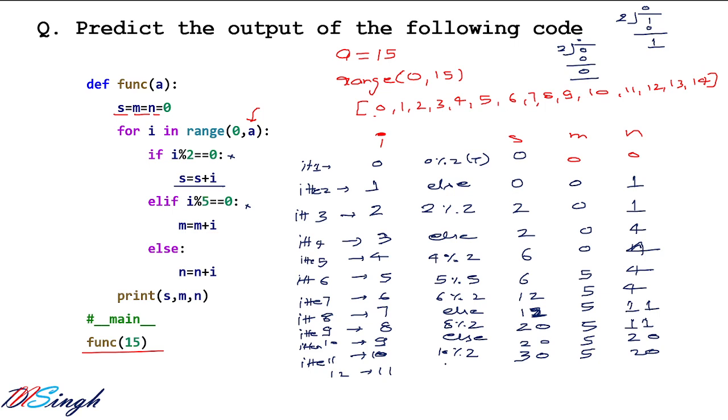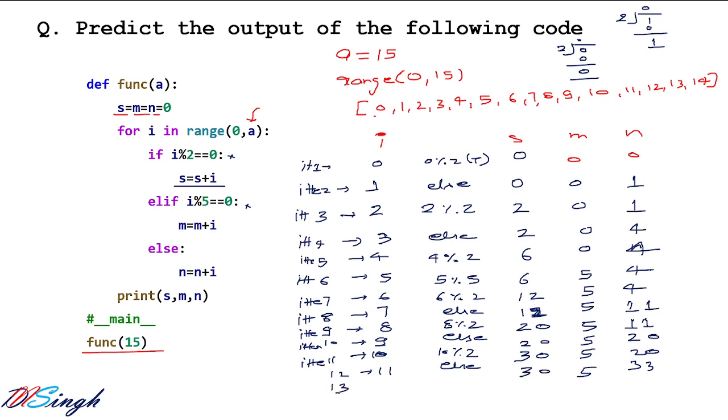Then iteration 12, you see the I value will become 11. 11 mod 2 will not result in 0. 11 mod 5 will not result in 0. So it will go to the else part. In the else part, 11 will be added to the n value, that will become 31 plus... 20 plus 11, that is 31. Here m is 5 and the s value will be 30.